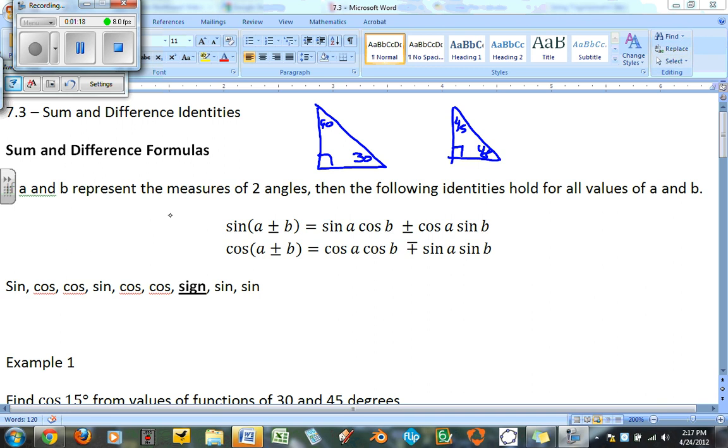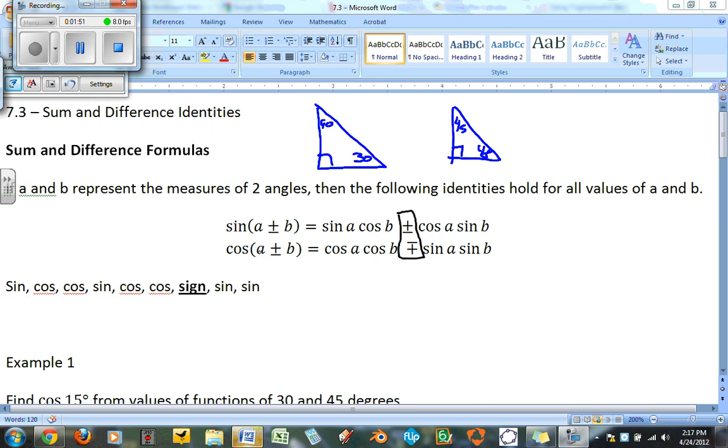It says if A and B represent the measures of two angles, then the following identities hold true for the values A and B. The sine of angle A plus or minus B equals the sine of A cosine of B plus or minus cosine of A sine of B. Notice these signs are written in a very specific order. If this is a plus sign in between here, this is a plus sign in between here. If it's a minus sign in here, then it's a minus sign inside of here.